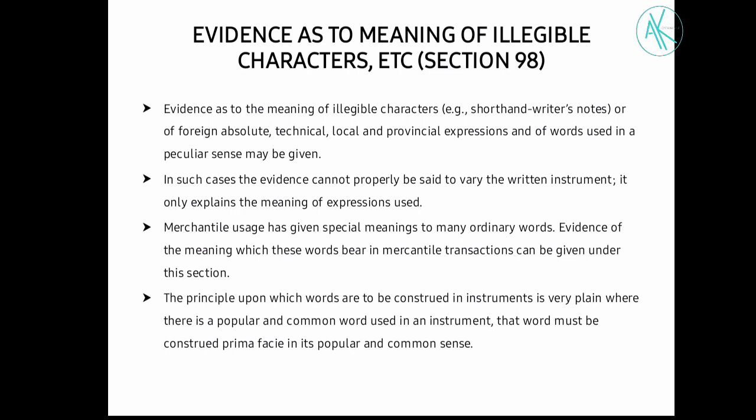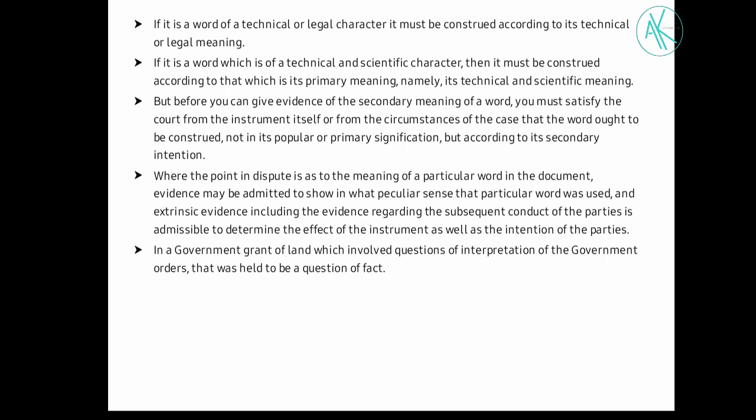The principle upon which the words are to be construed in an instrument is very plain. Where there is a popular and common word used in an instrument, that word must be construed prima facie in its popular and common sense. Words of a technical or legal character must be construed according to their technical or legal meaning. If the word is of a technical and scientific character, then it must be construed according to its primary meaning, namely its technical and scientific meaning.